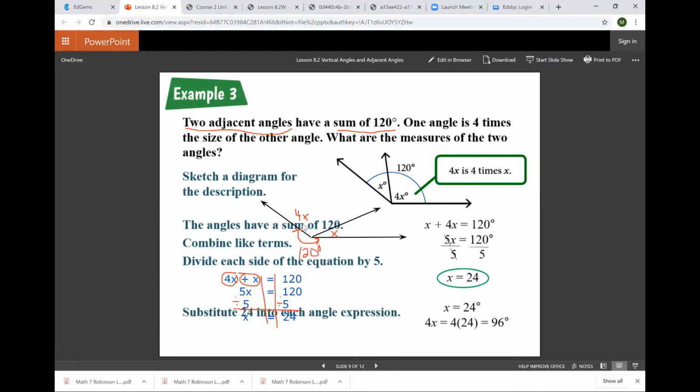The last part that I didn't finish was we found out what x was. And then we needed to say what each angle was. So this angle right here was 24. And this angle was 24. And then 4 times 24, this angle was 96. Okay.